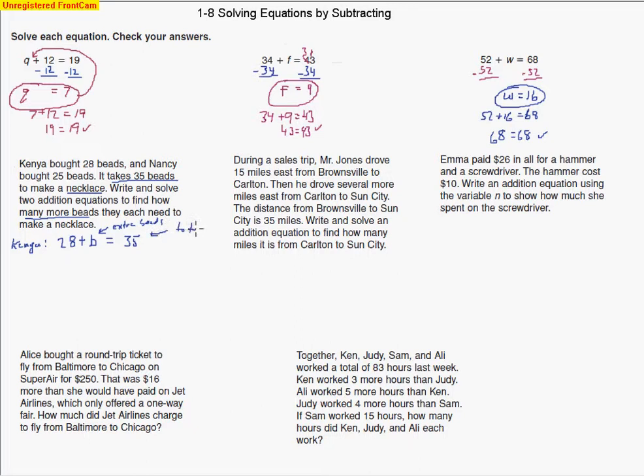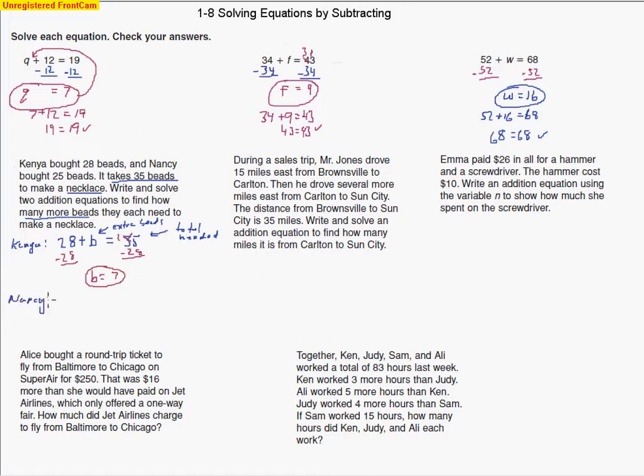Once we've got our problem set up, now we can go ahead and solve. All we're going to do is a subtraction problem here. So we're going to take away that 28 from both sides. And we're left with b equals, got to borrow a bit, change this to a 2. 15 minus 8 makes 7, so Kenya's going to need 7 beads. Well, let's take a look at the next person, Nancy.